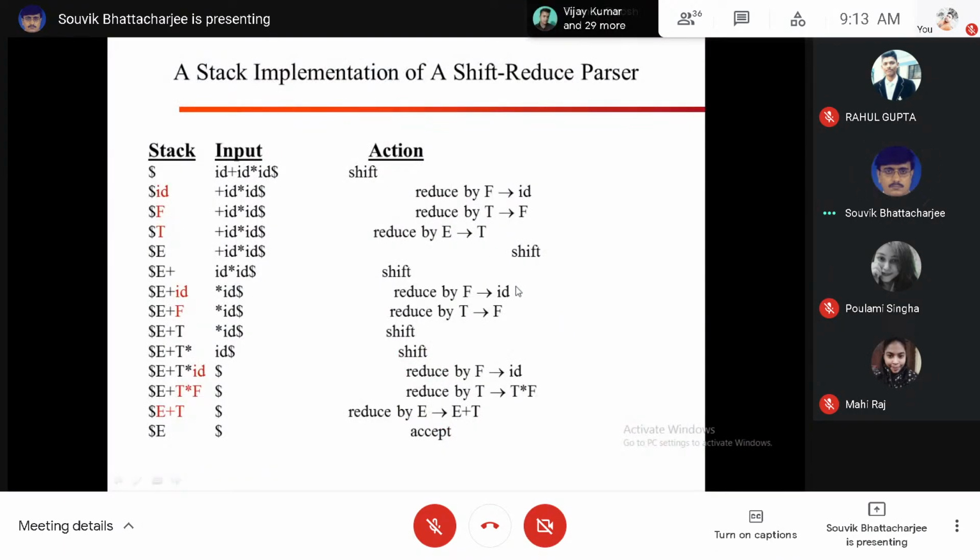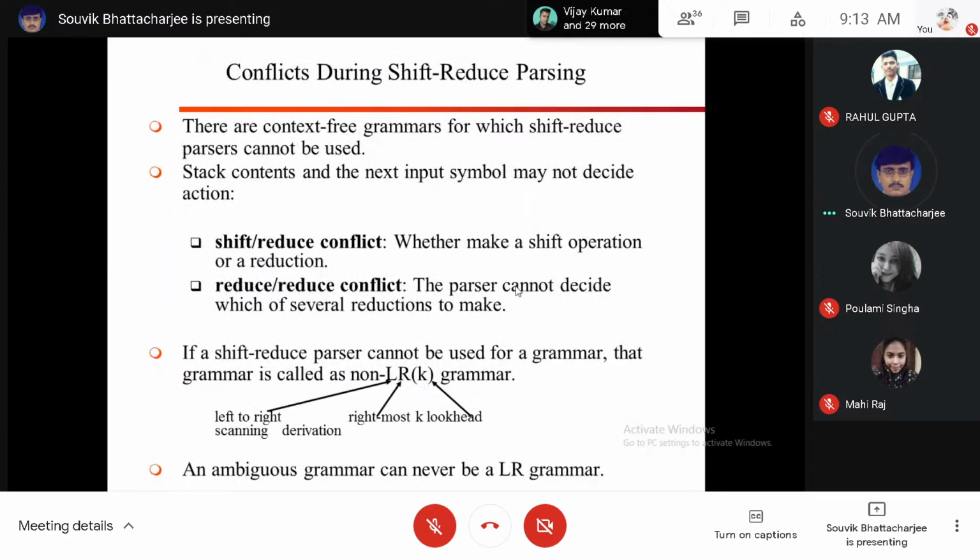Now, next one. What may be the conflicts that occur during shift-reduce parsing? There are some context-free grammars for which a shift-reduce parser cannot be used, because the stack contents and the next input symbol may not be able to decide the action. In that case, it will be a shift-reduce conflict or a reduce-reduce conflict.